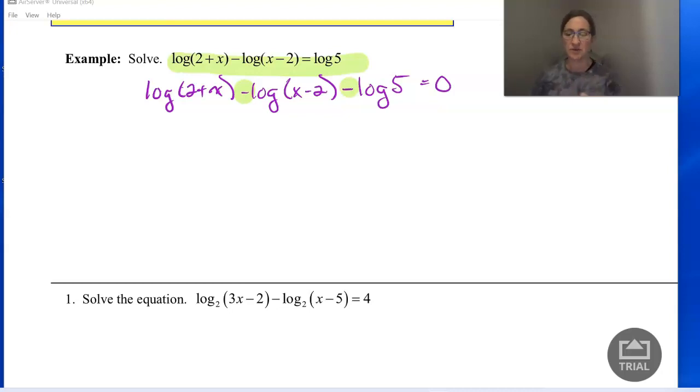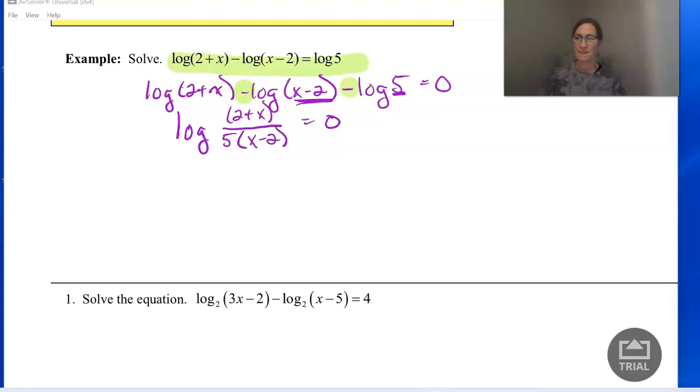So when I put this into a log, my argument is going to look like a fraction. I'm going to have 2 plus x in the numerator. Then in the denominator, I'm going to have the 5 multiplied by the x minus 2. It doesn't matter the order that you put those, so I'm going to put the 5 first and the x minus 2 right there. All of that is equal to 0.